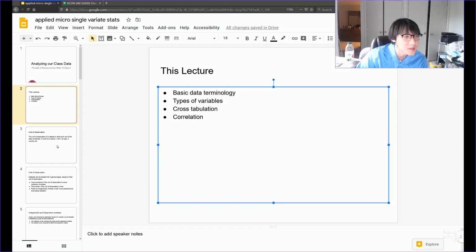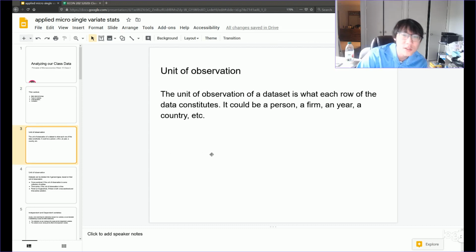Okay, so to begin with, some terminology. Whenever you open a data set, the first thing that you want to do is to identify the unit of observation of that data set. And the unit of observation is simply what a given row of the data constitutes. This could be a person, a firm, a year, a country, anything really, okay? But it's whatever each row of the data constitutes.